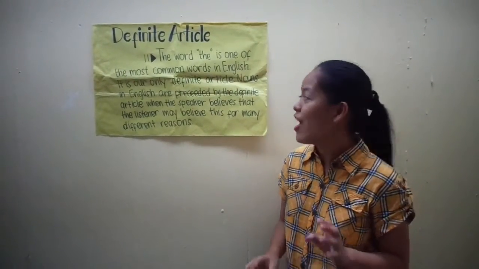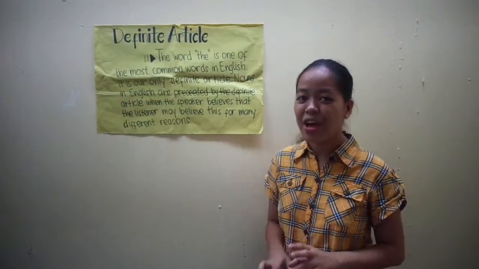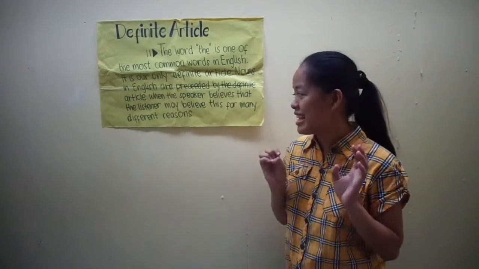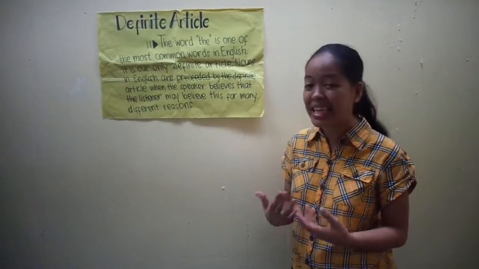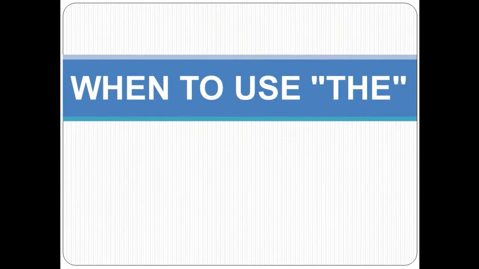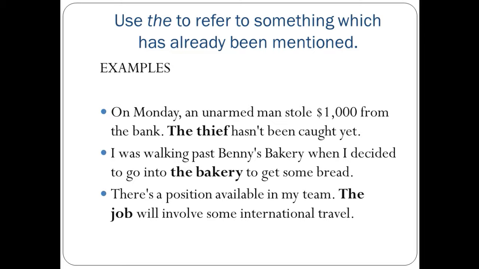Nouns in English are presented by the definite article when the speaker believes that the listener may know them, for many different reasons. When to use the definite article the. Rule number 1. Use the to refer to something which has already been mentioned. Examples: on Monday, an armed man stole $1,000 from the bank. The thief hasn't been caught yet.